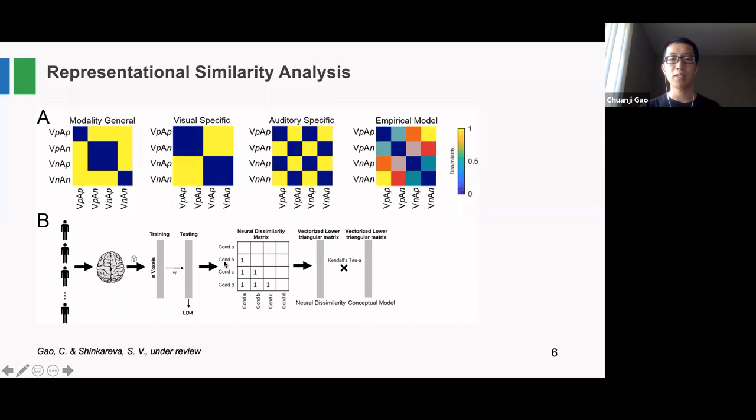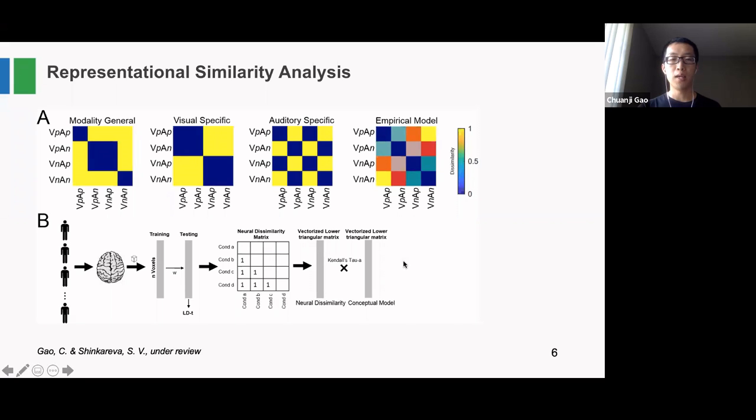So we use the vectorized lower triangle of the discriminant matrix to correlate with the conceptual model matrix, for each of the four models. In that way, we can say whether a specific ROI significantly correlates with which of the models, or where in the brain fits each of the models best. This is the essential idea of the analysis procedure.